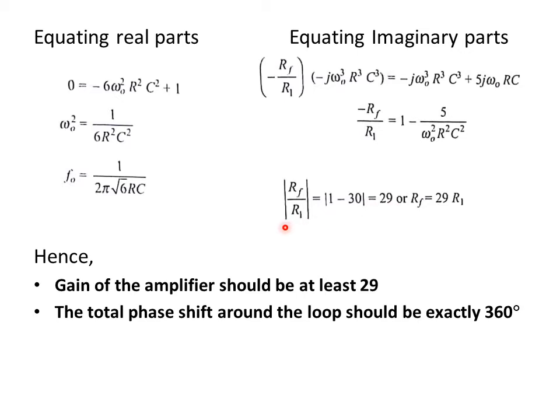equal to 29, or you have to choose the value of Rf equal to 29 R1. That is, the gain of the amplifier A should be equal to 29. So the gain of the amplifier should be at least 29, and the total phase shift around the loop should be exactly 360 degrees. When these conditions are met, this RC phase shift oscillator will oscillate at a frequency f naught equal to 1 by 2 pi into square root of 6 RC, and it will also give sustained oscillations.